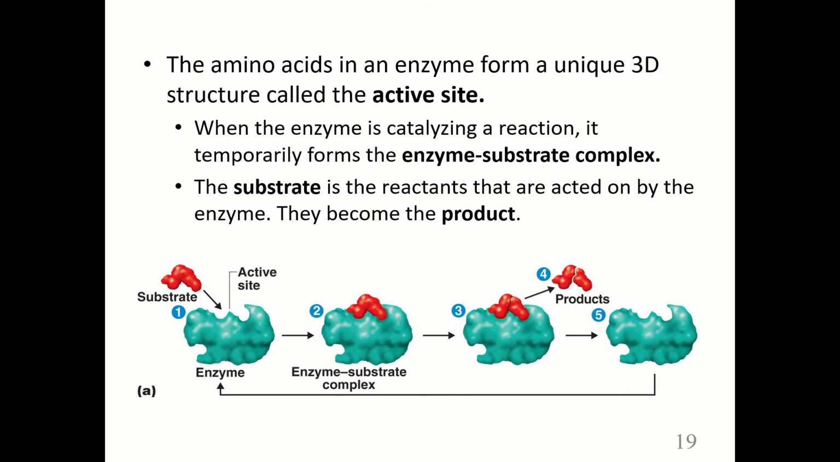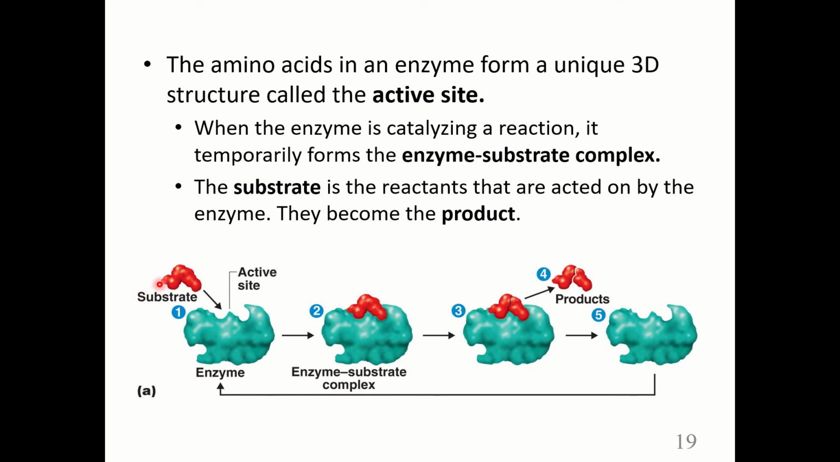The amino acids in an enzyme form a unique three-dimensional structure called the active site. Remember, an enzyme is a protein, and therefore it is made up of a chain of amino acids. When an enzyme is catalyzing a reaction, it temporarily forms the enzyme-substrate complex. The substrate is the reactants that are acted on by the enzyme. They become the product.